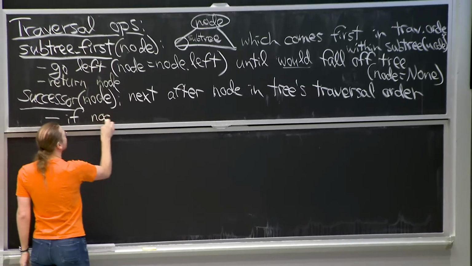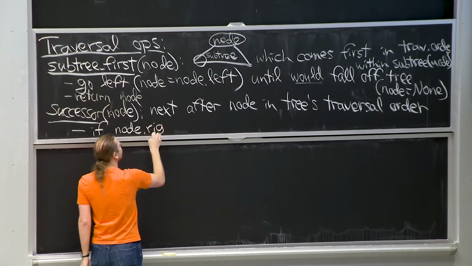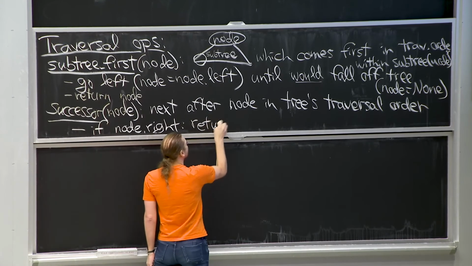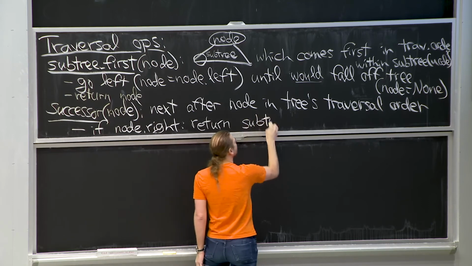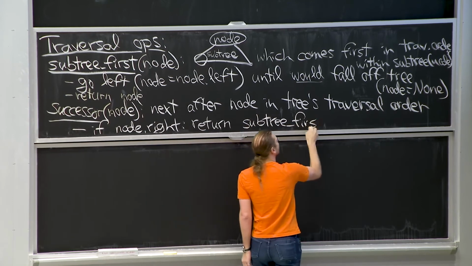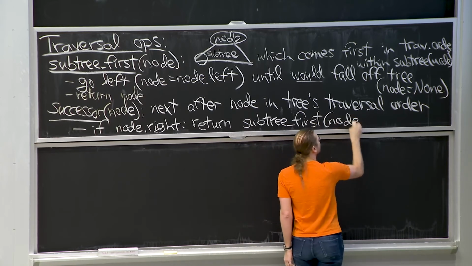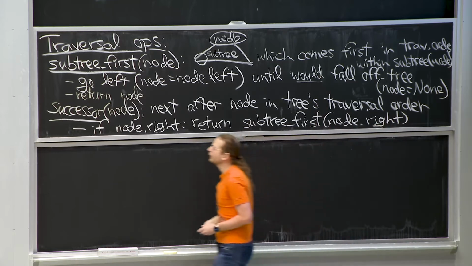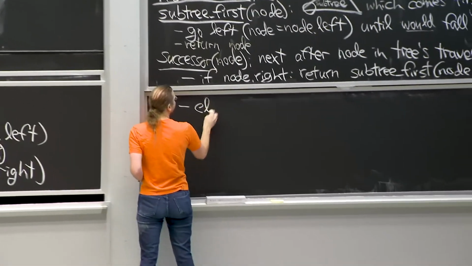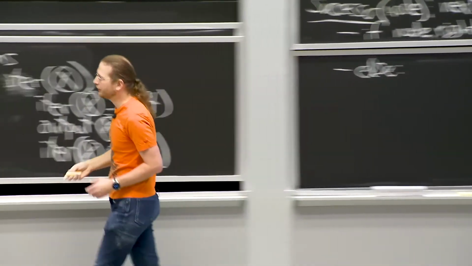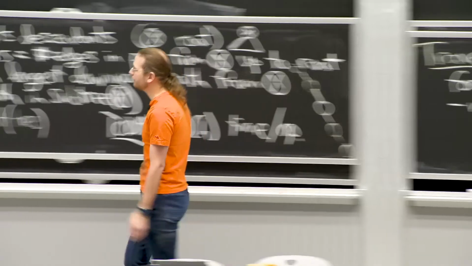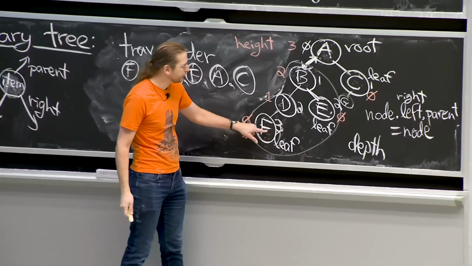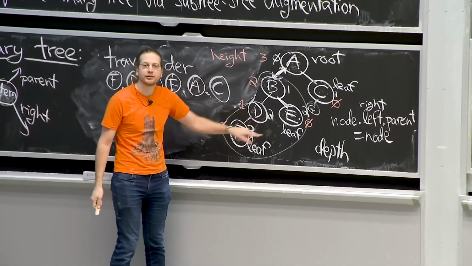If node.right, so if we have a right child, then what we want is subtree first of the right child. Okay, great. We can reduce to this other operation. But what if the node doesn't have a right child? So for example, it could be a leaf. Say we're taking the successor of, it doesn't have to be a leaf. It could be F, which has no children. It could be D, which has one child, but no right child.